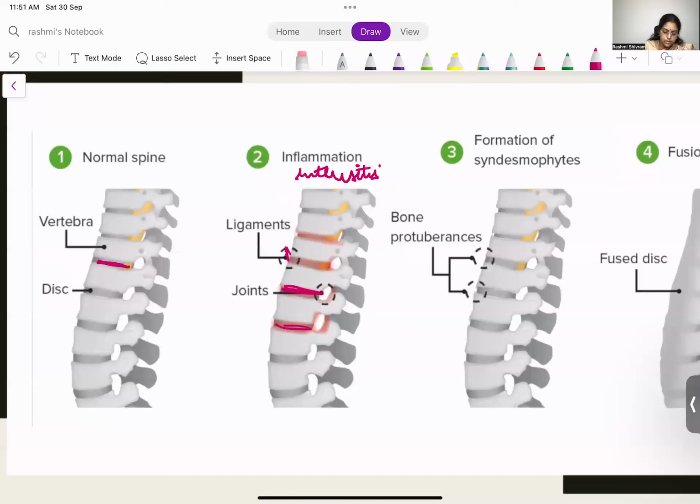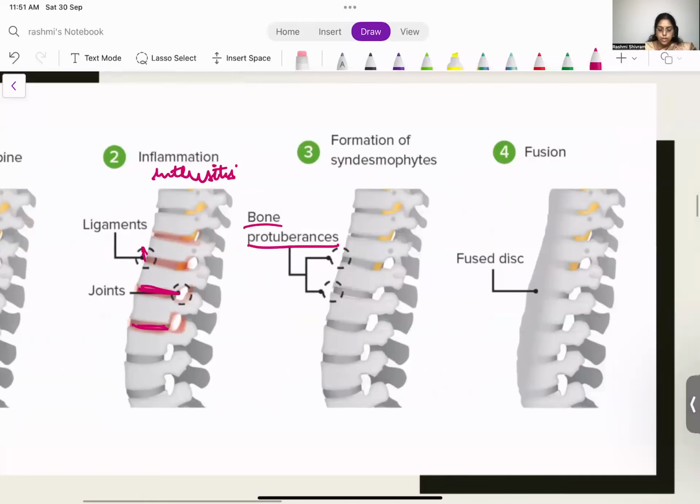And I told you this annulus will get inflamed because of the repeated stress. Calcification will be there, right? So bony protuberances, which are also called osteophytes, in this case we call them syndesmophytes, are formed. Because of these syndesmophytes, the spine gets fused. This is called bamboo spine. This is the pictorial representation so that you will remember easily.